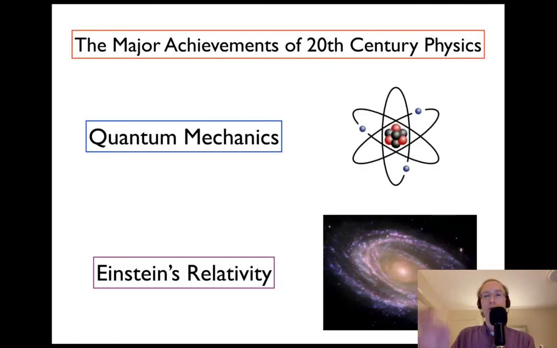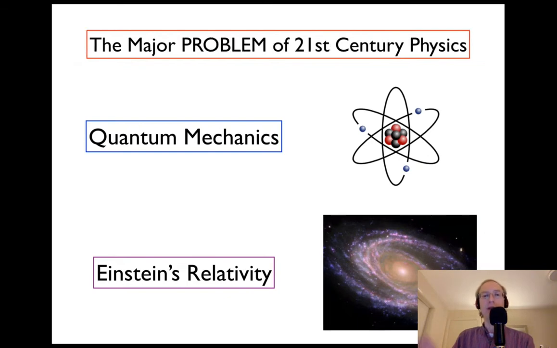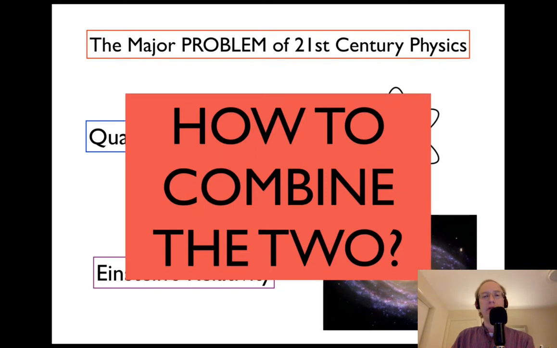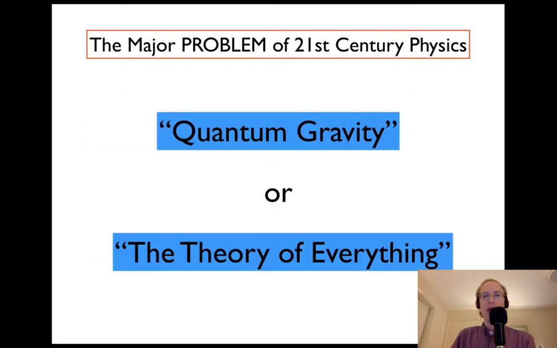But anyway, the two major achievements of 20th century physics, quantum mechanics and Einstein's relativity, give rise to the major problem of 21st century physics, namely how to combine the two. Now this theory that we don't have yet, we don't know what it is, but we have a name for it. We call it quantum gravity. This mythical theory of quantum gravity that we're trying to find.